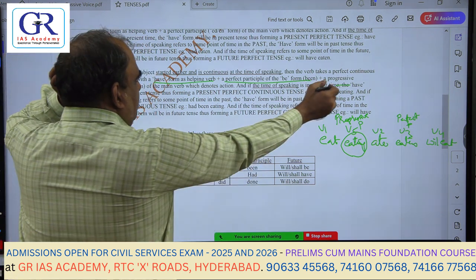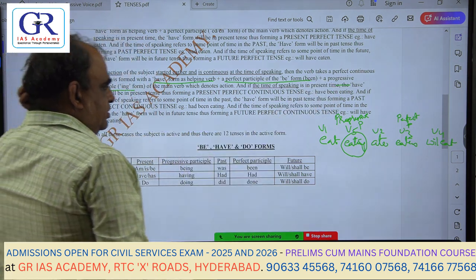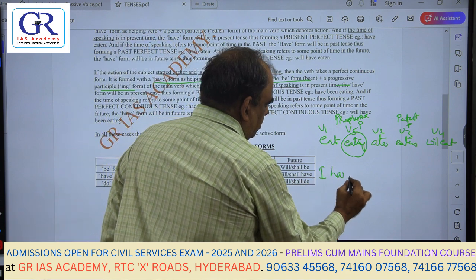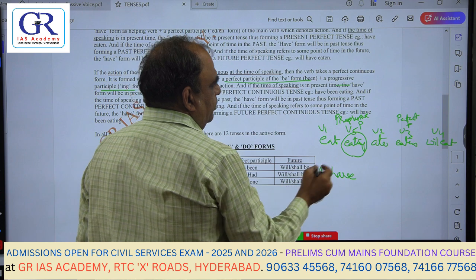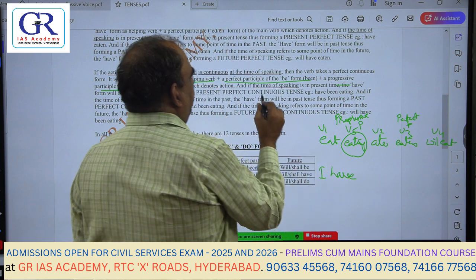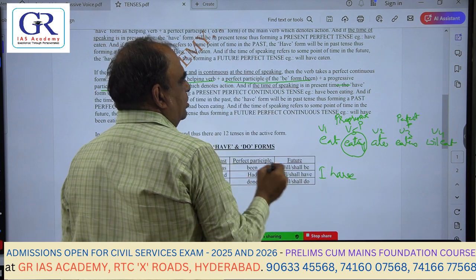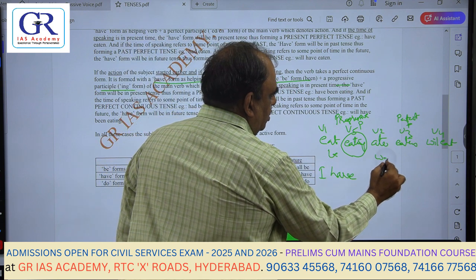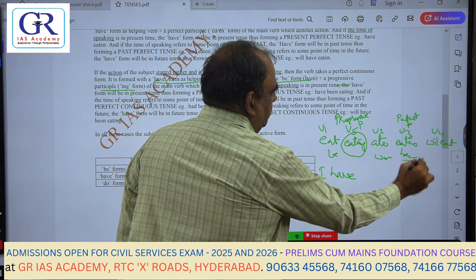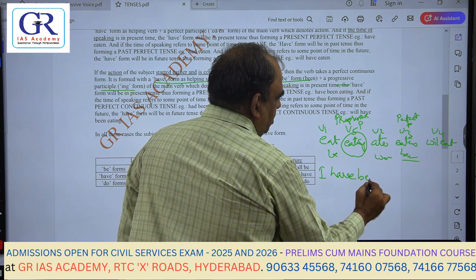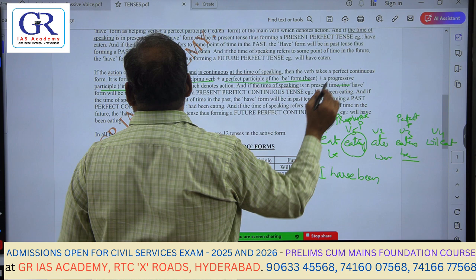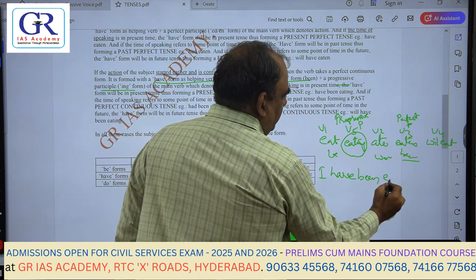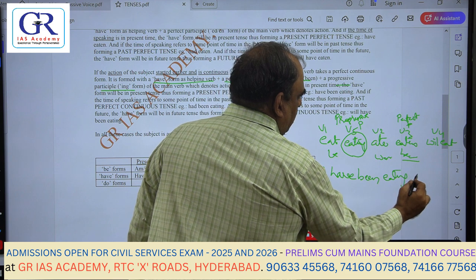So what he says, we will use have if it is in present tense. So I have. Then be form will be in the perfect participle. So what will be be form? Be, was, been. Perfect participle is been. So I have been, and then main verb in ing form, progressive participle, that is eating. I have been eating a mango.